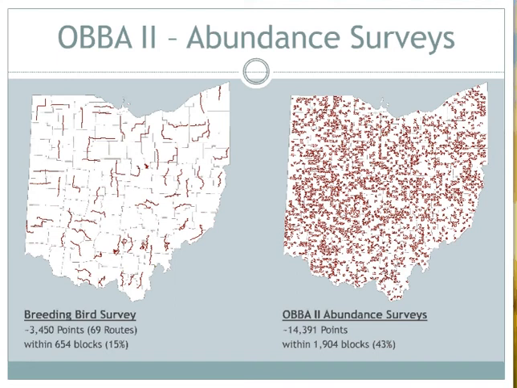And this will give you an idea of what we're looking at with our coverage. So with Breeding Bird Survey, there are a little less than 70 active routes within the state. So about 3,400 points. Those intersect 654, about 15% of blocks. We wanted to improve that coverage with our abundance surveys and also use some more advanced methodology. So this will give you an idea about the coverage and the resolution we're talking about. So over 14,000 points conducted in 43% of blocks.